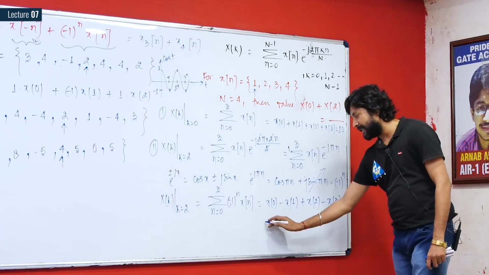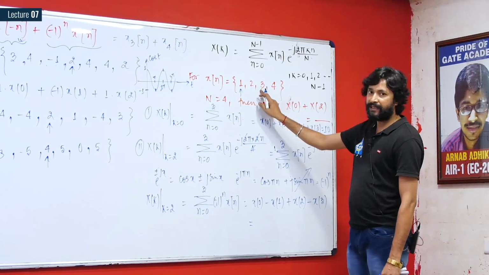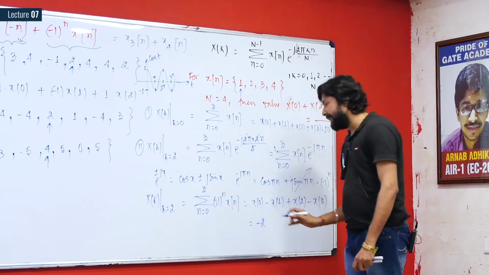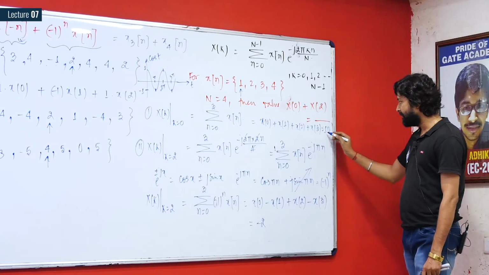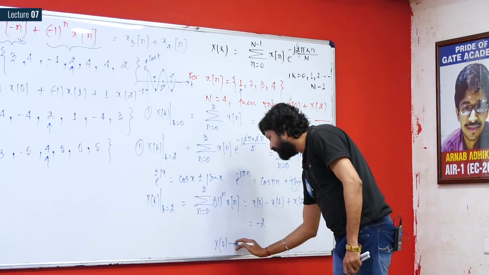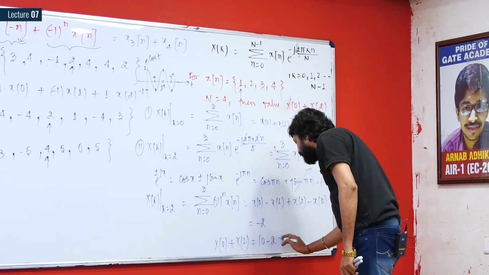So the value, if you can see here, x of 0 is 1, minus 2, that is minus 1, plus 3, that is plus 2, and minus 4, that is minus 2. So the value to be obtained is x of 0 plus x of 2, which is 10 minus 2, that is equal to 8.